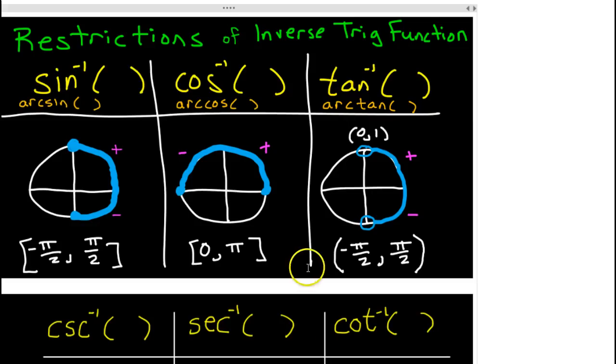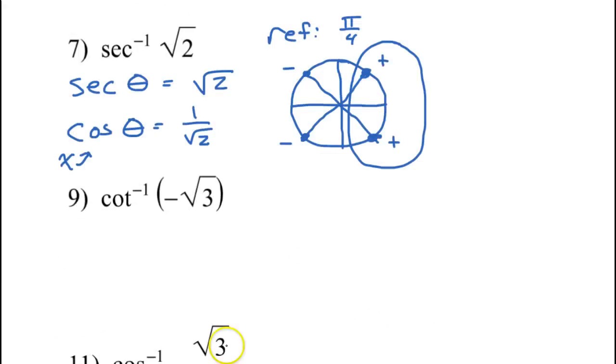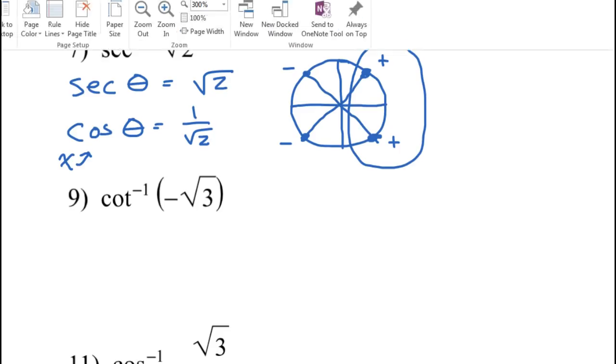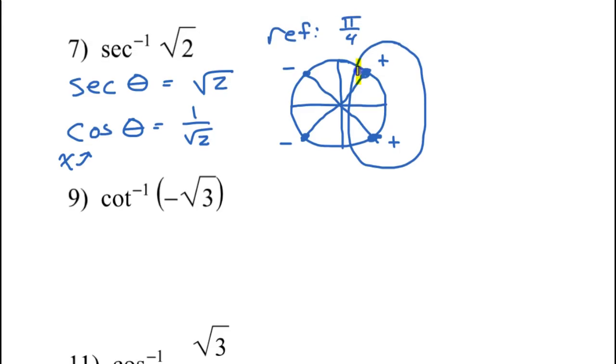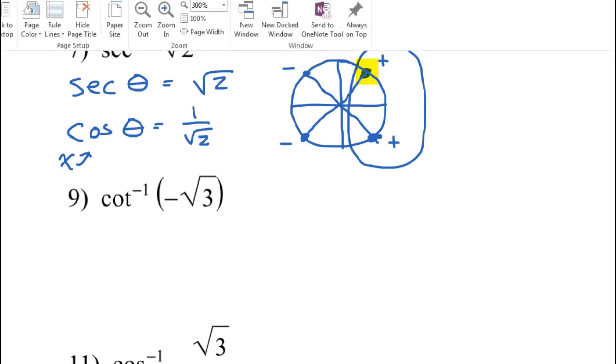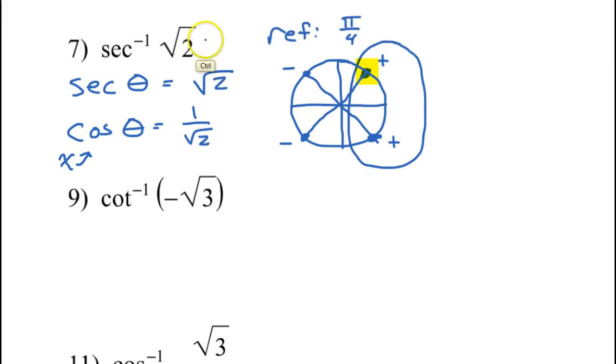I consult my restrictions, and inverse cosine is only defined on the top half of the unit circle. So I need to pick the upper answer. So I'm going to pick this one, which actually does turn out to be pi over 4, but it won't always be the reference angle. But in this case, the final answer is in fact pi over 4.